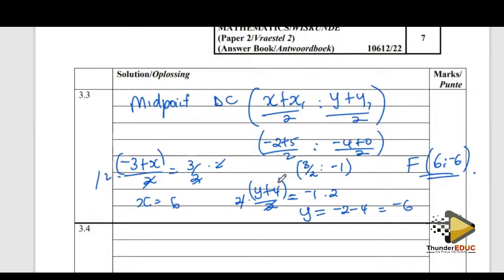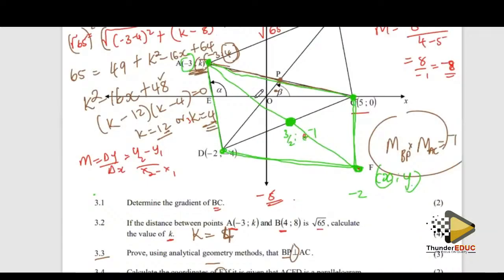Someone is complaining, saying there's something we did wrong. So y plus 4 over 2 must give us, oh, the midpoint. Guys, let's go check our midpoint values. Someone is not happy.